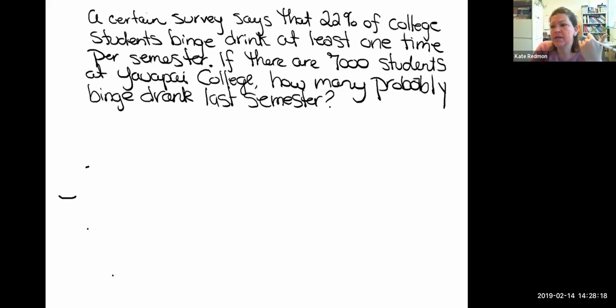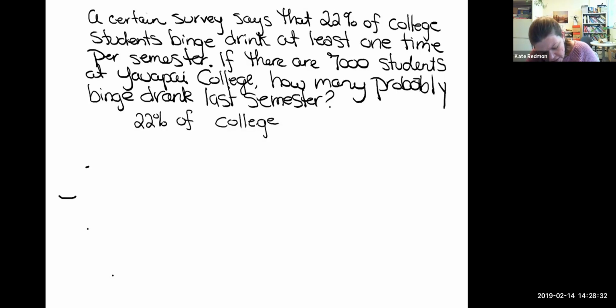Okay, so now I'm saying 22% of college students binge drink. I want to pull that phrase out. It says 22% of college students. Once again, I can use some direct translation to know what to do here. Because I know how to directly translate 22%. I know what percent means. Percent literally means divided by 100. So I'm going to divide by 100 and I'm going to get 0.22. I know what of means. Of means multiply.